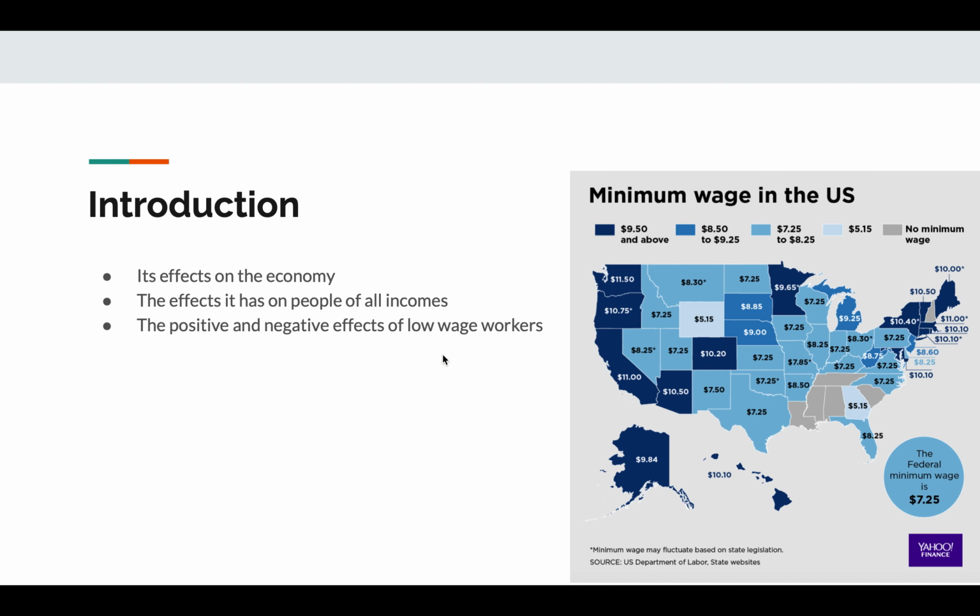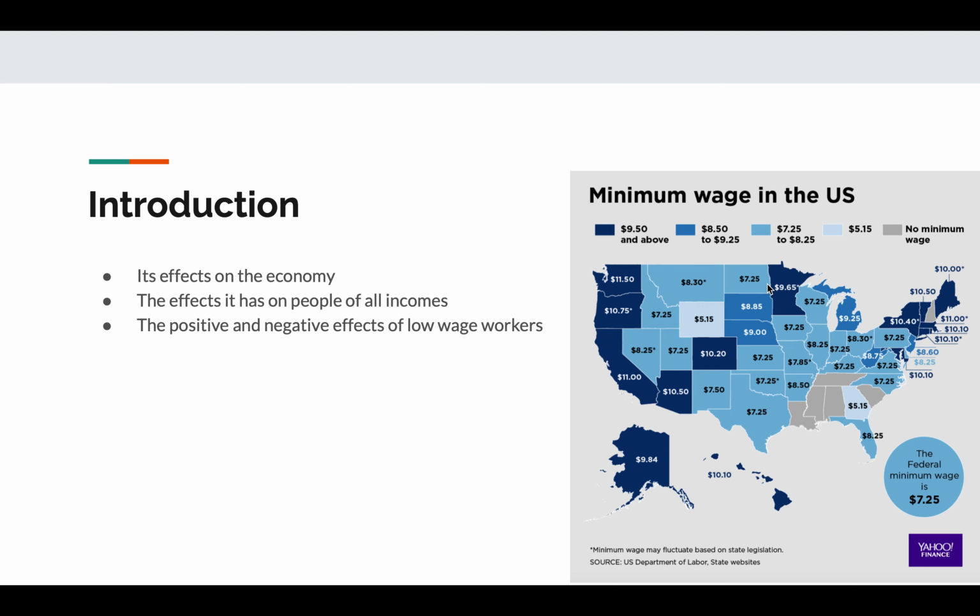Wage is essential. So, the introduction to this topic is how minimum wage affects the economy, the effects it has on people of all incomes, and the positive and negative effects on low wage workers. And I'll get into all these different topics during this presentation.